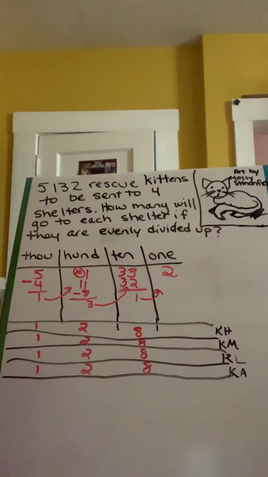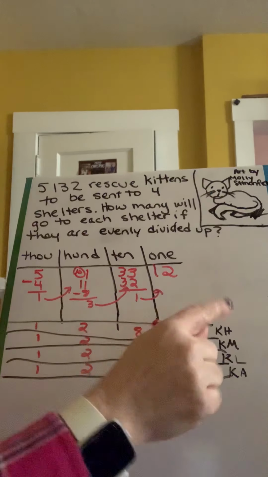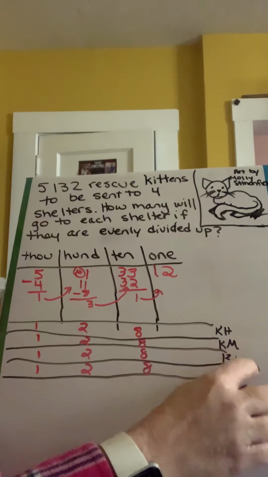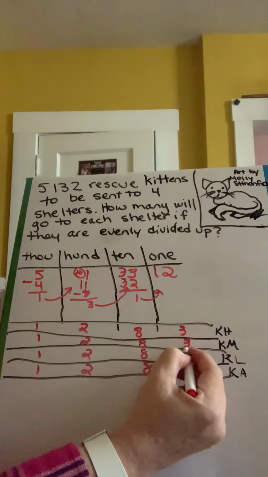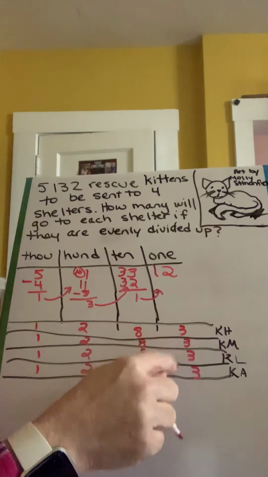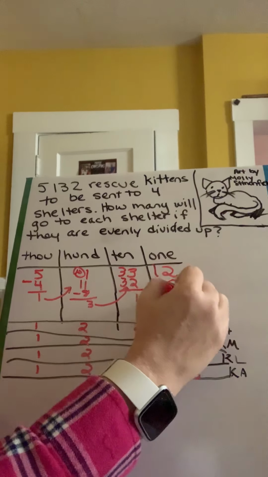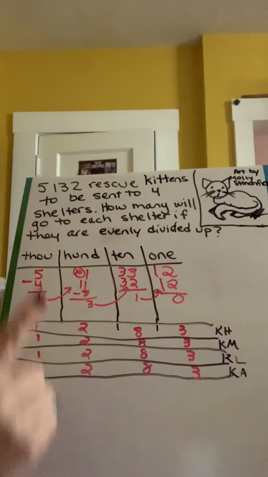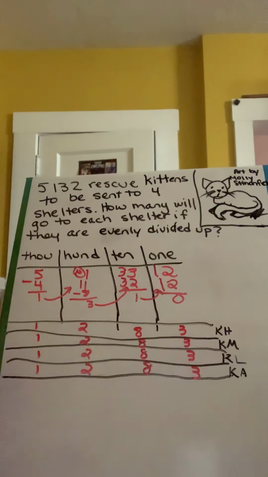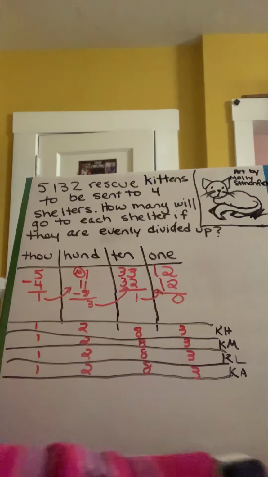That gets regrouped into ones. So we have 12 ones. If we have 12 single kittens running around, I want to pet them all. But also, if we have 12 kittens, 12 ones, just 12 singles, divided among our 4 shelters, they can each get 3 extra little bundles of cuteness. 3 times 4 is 12. We had 12. We gave away 12. We're left with none. So we know that each of the shelters get 1,283 kittens.